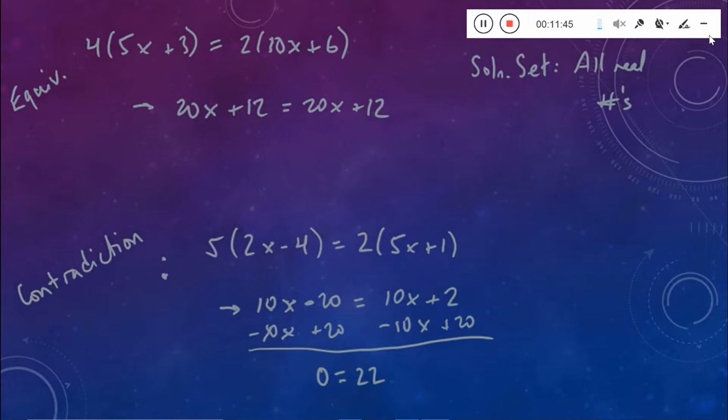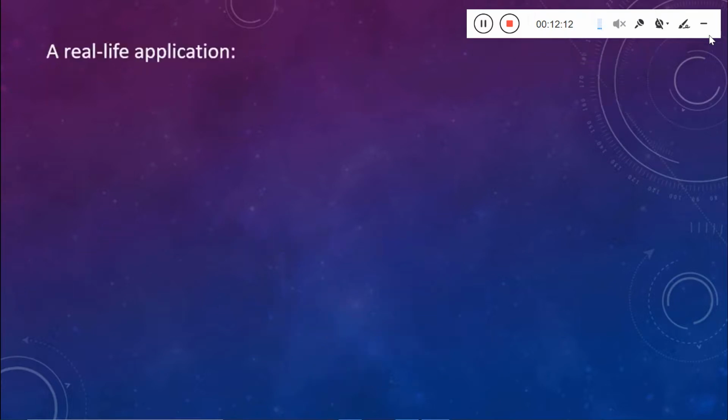So those are the three types of linear equations that we can have out there. Contradictory, or contradiction, where there are no solutions. Equivalent linear equations, where every real number is going to be a solution. And then conditional, where one x value is going to be a solution.